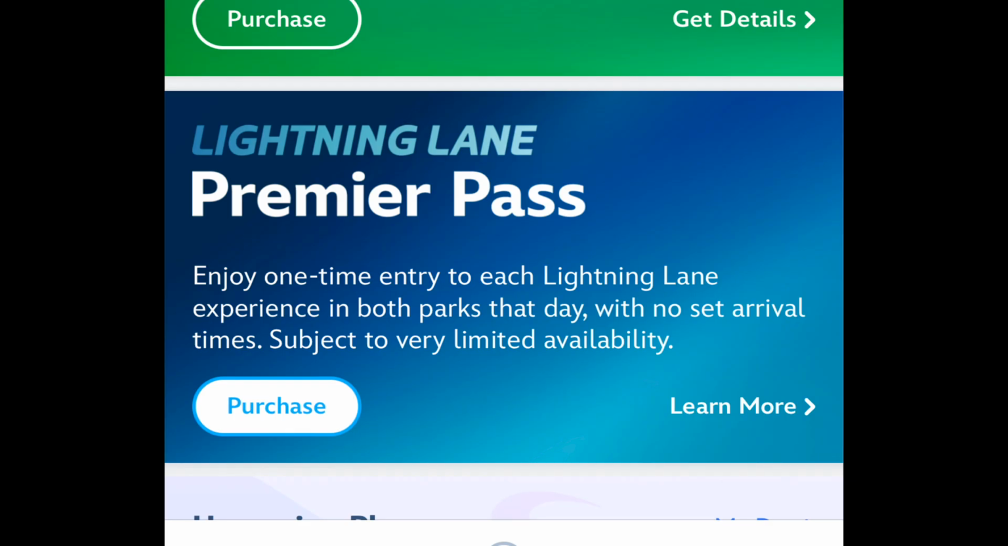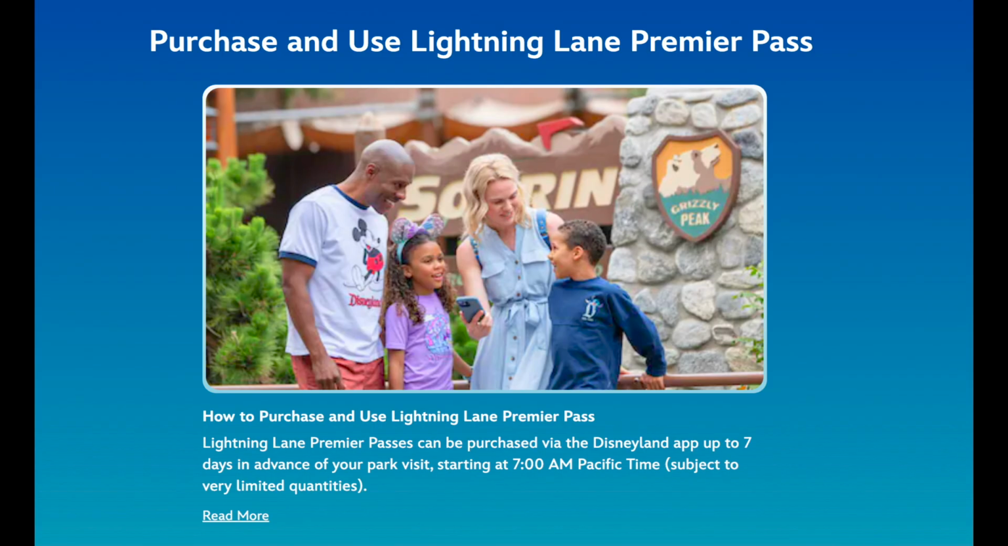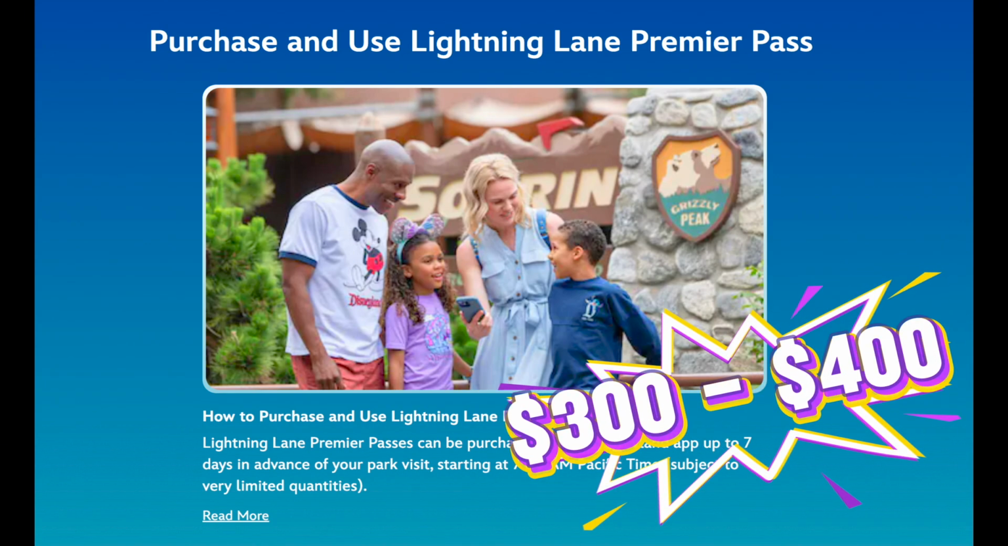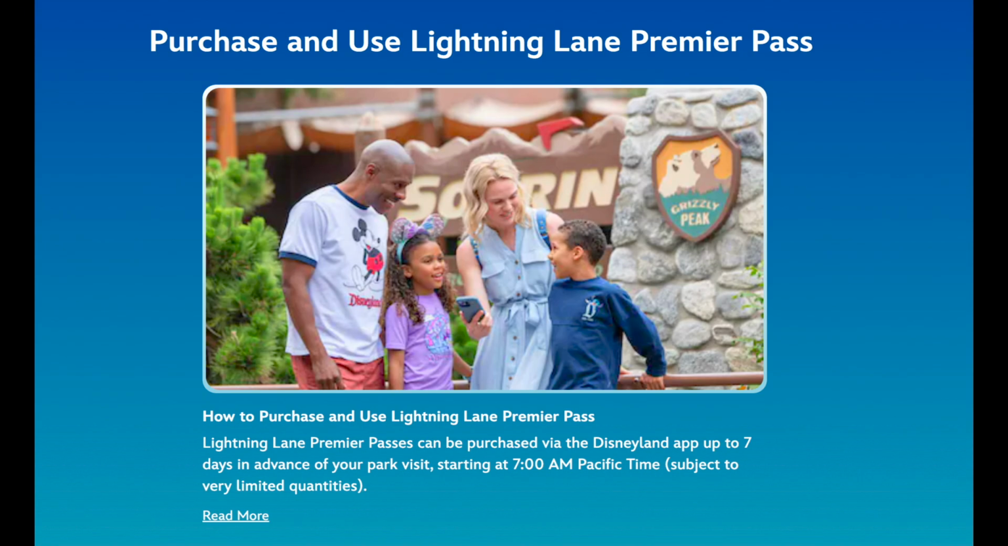Also, to add confusion, there is a Lightning Lane Premier option. This allows a one-time entry to all rides in both parks, including Rise of the Resistance and Radiator Springs. With the Premier option, you can ride whenever you want without booking an arrival time. Now, pricing for this is astronomical. It is between $300 and $400 per person per day on top of the park ticket cost.